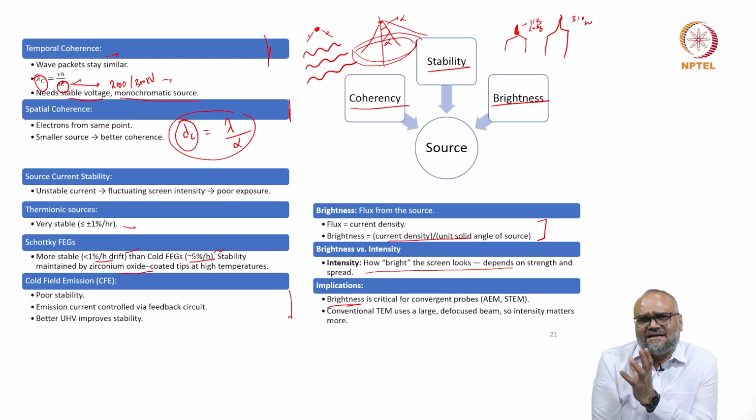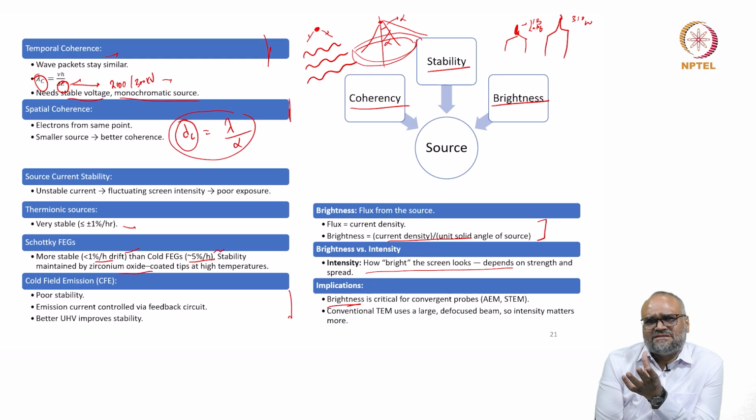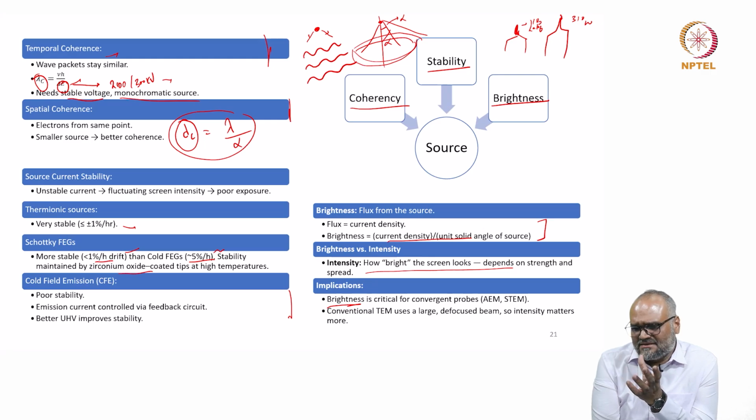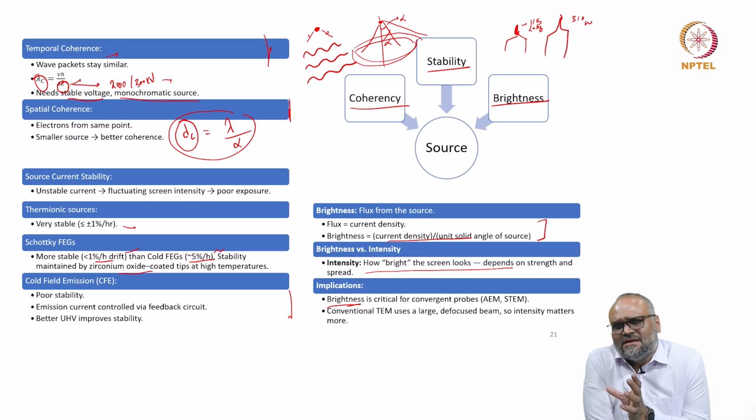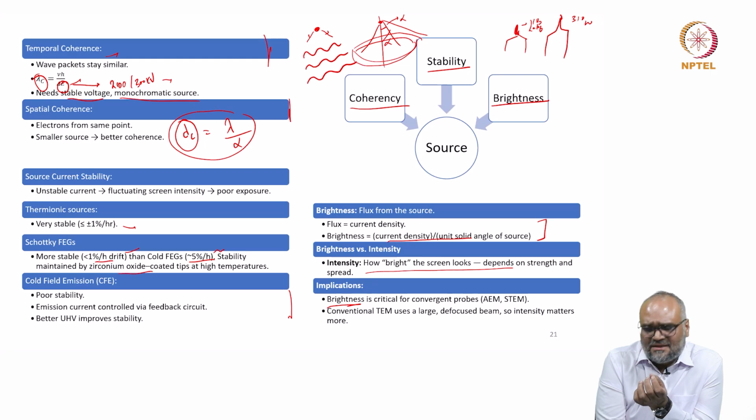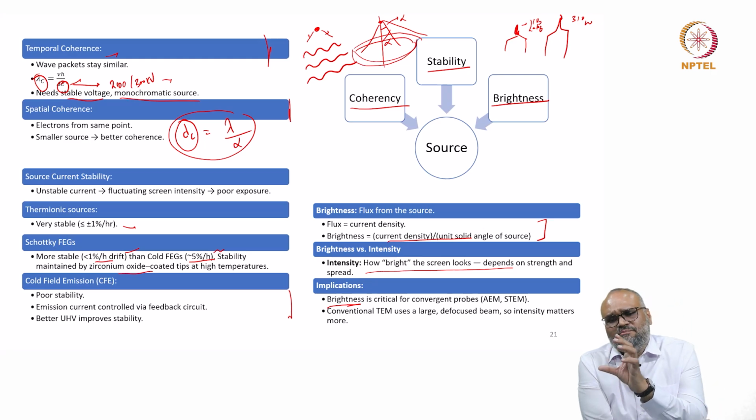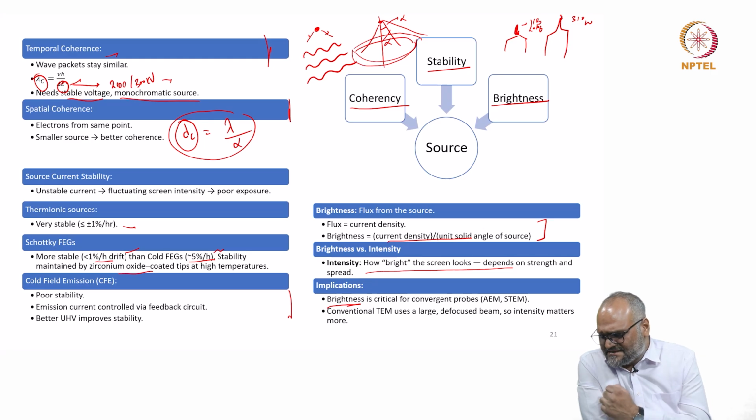So it is a trade-off between how much spatial coherence you want and how much brightness you want and how much beam current can your sample withstand versus how much signal is coming out. A combination of all these parameters together actually helps you get a good analytical signal.